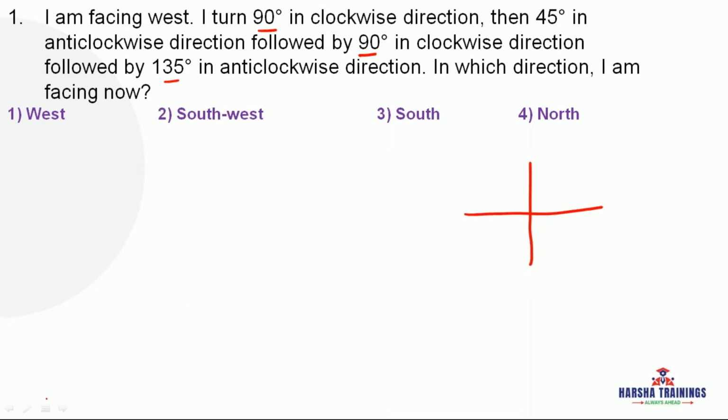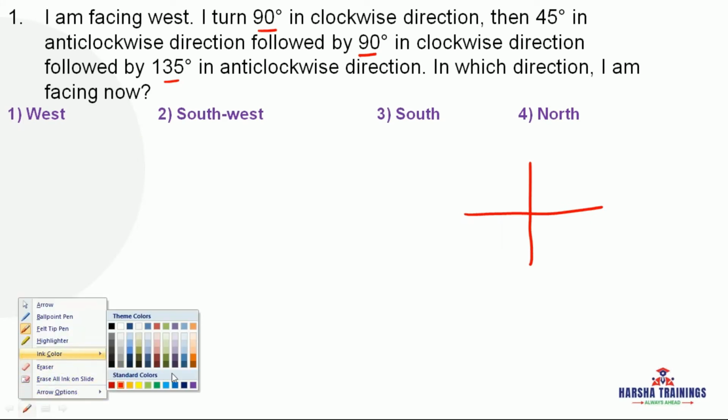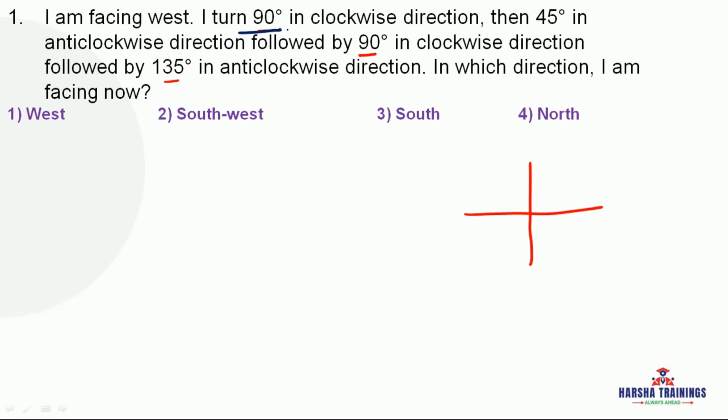Okay, so first I am going to use the basic method. What is the first statement here? I am facing west side. Starting direction is west side. So 90 degrees clockwise direction. Okay, and then 45 degrees anti-clockwise direction. Next, followed by 90 degrees clockwise direction.